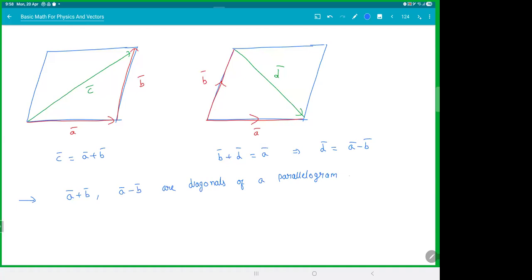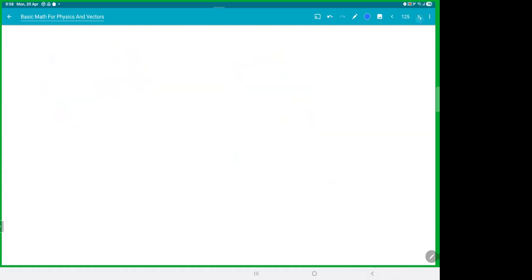Next thing. What is the condition for a parallelogram to become a rhombus? What should be the condition? What should happen to A and B so that a parallelogram becomes a rhombus? What happens in a rhombus? The sides are equal.